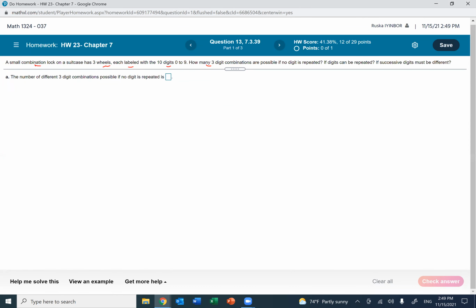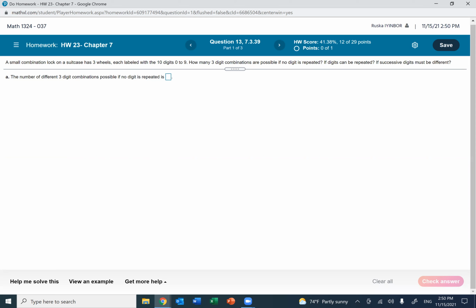Is that the next question? Yeah. So, a small combination lock on a suitcase has 3 wheels, each labeled with the 10 digits 0 to 9. How many 3-digit combinations are possible if no digit is repeated? If digits can be repeated.